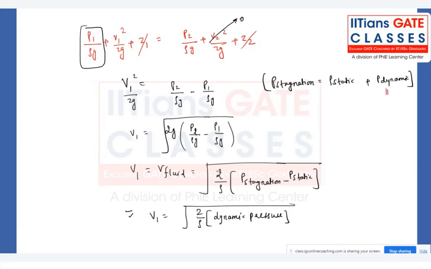Dynamic pressure directly we used to write as rho v square by 2. So for measuring the velocity of the fluid, you need the dynamic pressure, not the total pressure or static pressure. So we also write this to be total pressure.